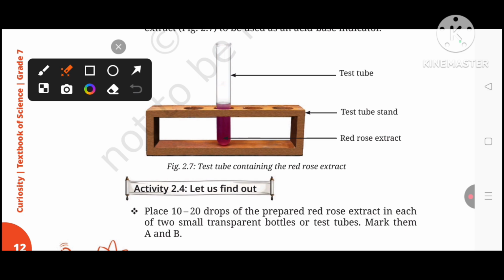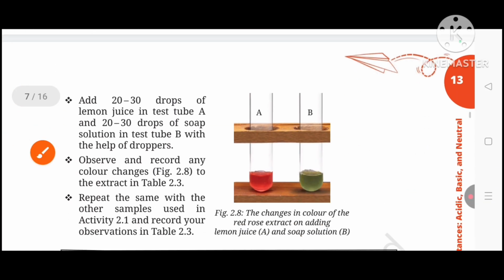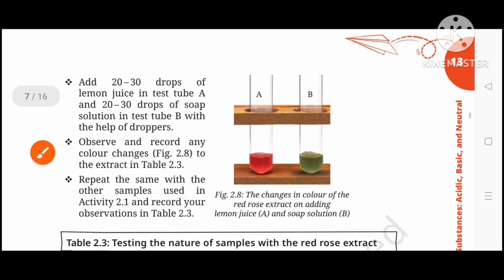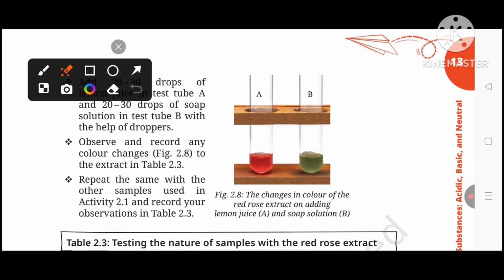Another activity is given here. Let us find out. Place 10 to 20 drops of the prepared red rose extract in each of two small transparent bottles or test tubes. Mark them as A and B. The diagram is given here. This is A, this is B.